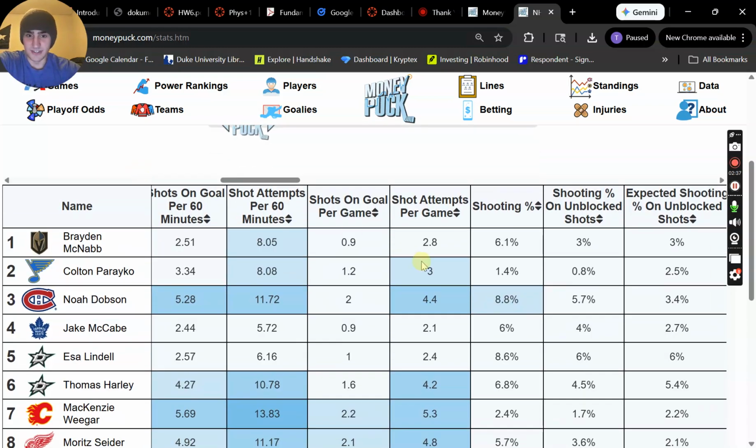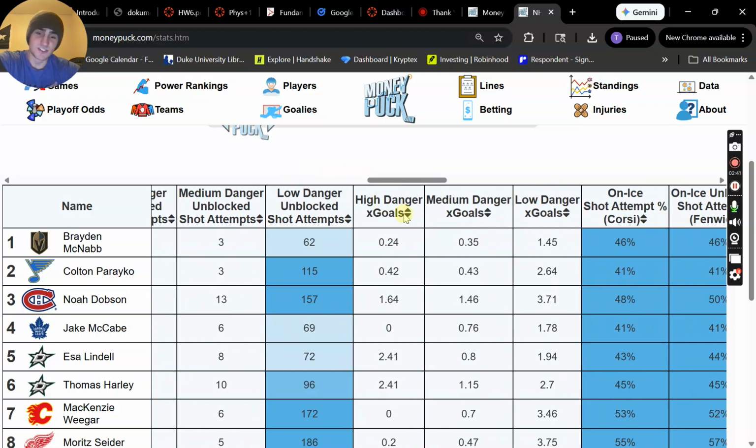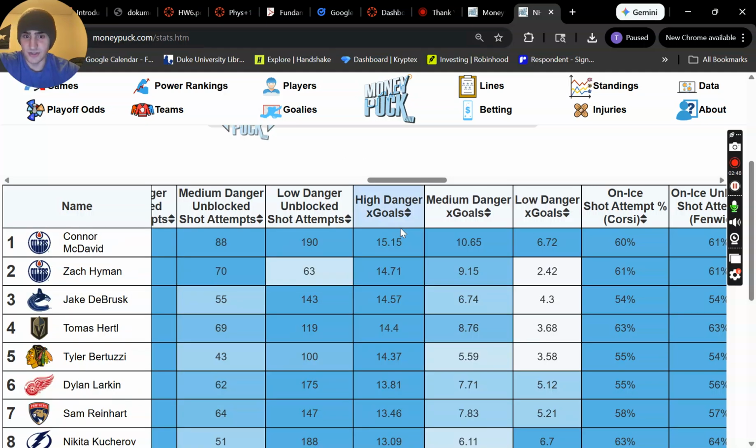And so yeah, you guys can just navigate. There's a ton of stats. You can see the table just keeps going, keeps going. Some statistics are more useful than others. So for example, high danger xGoals. xGoals is expected goals.